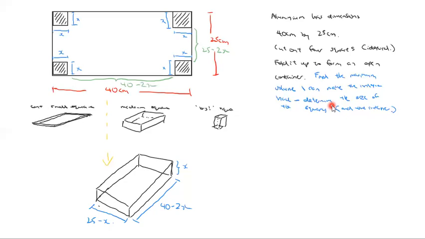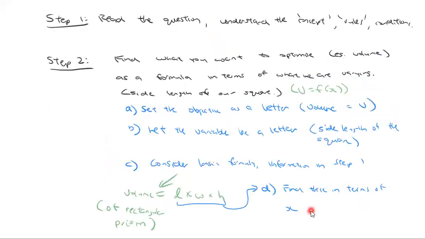Right. So essentially we've done our job. We've now got, in this particular instance, L must equal 40 minus 2x, our width must equal 25 minus 2x, and height must equal x. Does that make sense?